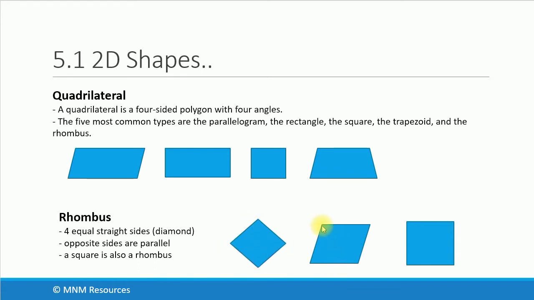Let's look at this shape. This side is parallel to this side. So if 4 sides are equal and the opposite sides are parallel to each other, it's called a rhombus.